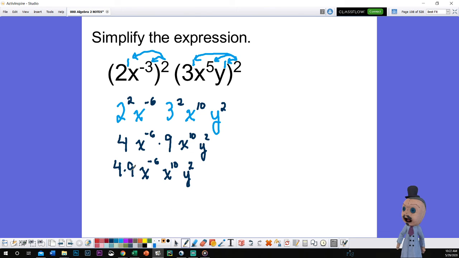Alright, so here I have 4 times 9. This is just a normal multiplication problem. So go ahead and multiply 4 times 9. That's going to be 36. Here I've got negative 6 plus 10. That's going to give me 4. And now I have 36x to the 4th y squared. There are no negative exponents and nothing else to do. So that's it.